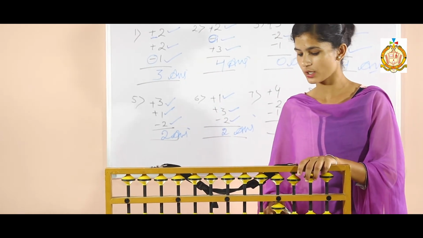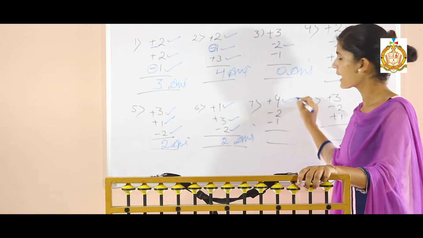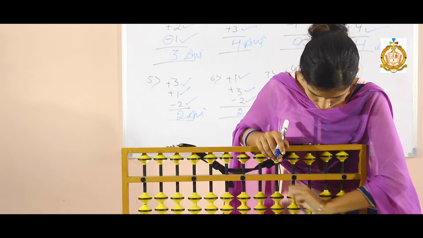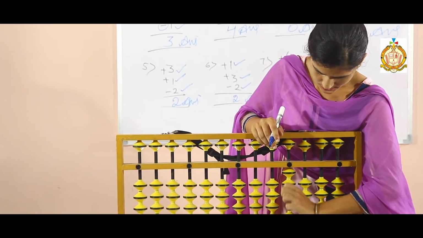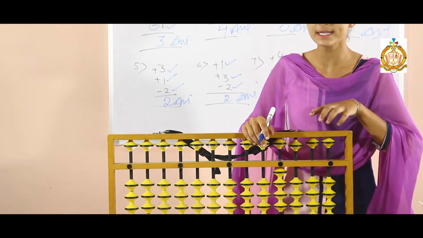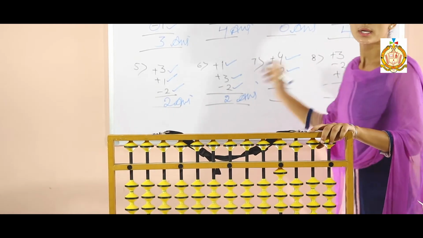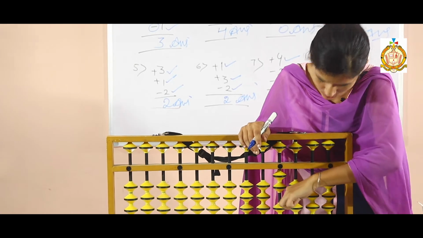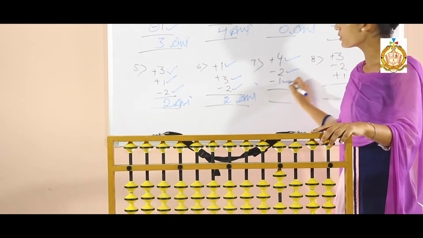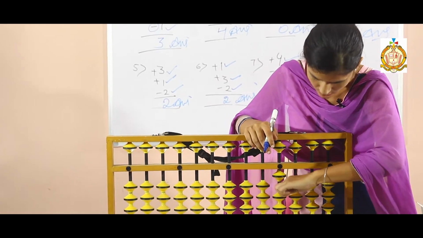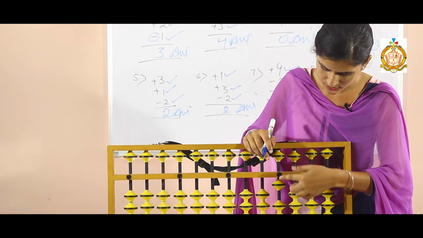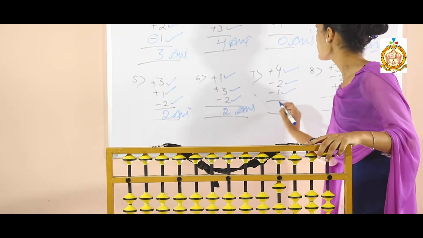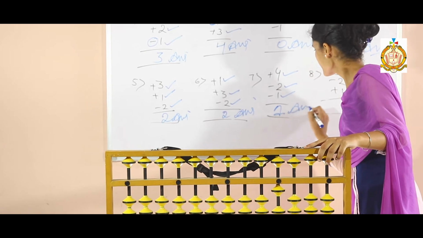Now look at your seventh sum. Add 4. Add 4 with the help of thumb. 1, 2, 3, 4. 4 is added. Now minus 2 means 2 we have to remove. So 2 beads with the help of index finger, 1, 2. Now minus 1 also. So 1 more bead we have to remove. How many beads are touching the answer line? Only 1. So 1 is your answer right here.